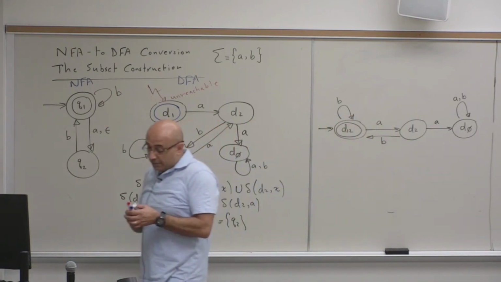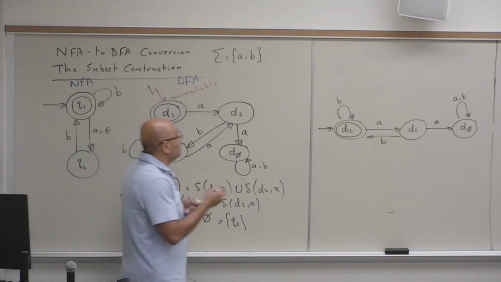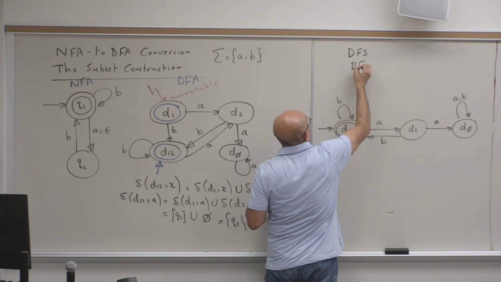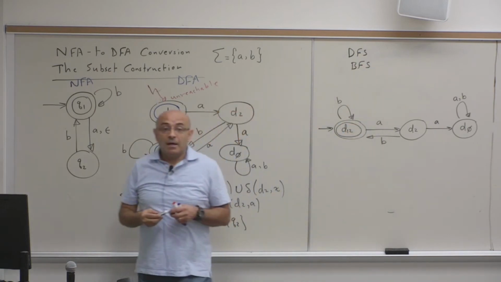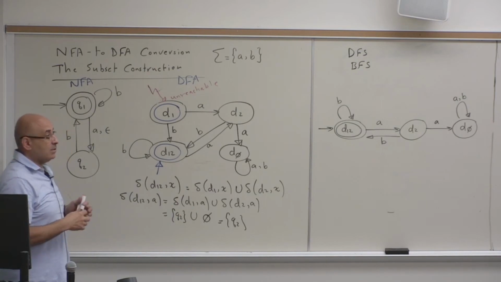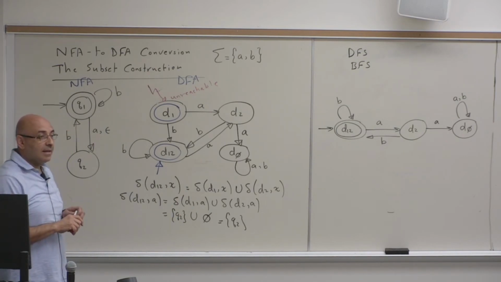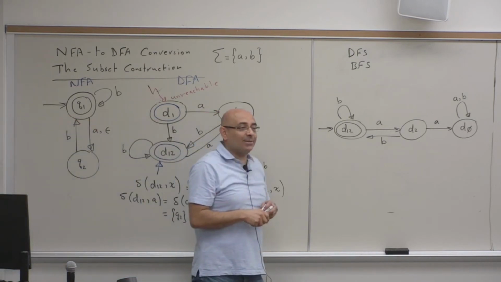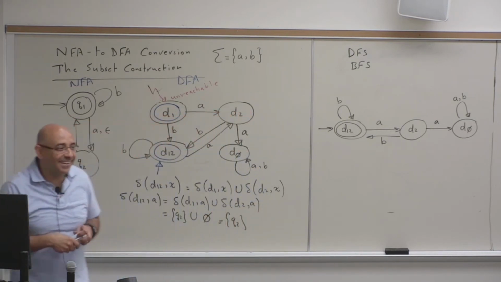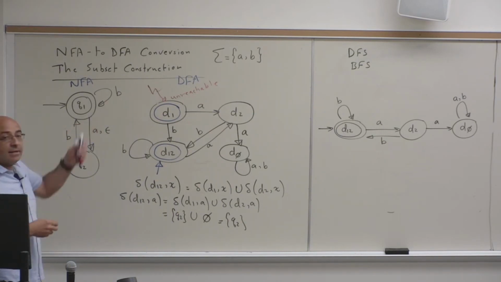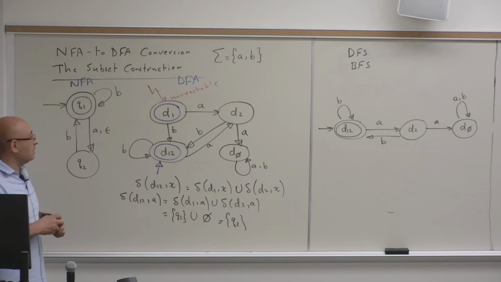So you just do a traversal, like DFS or BFS. Traversal starting from where? The start state. If you do a traversal from the start state, all the states that you can reach are reachable, and the states that you can't reach are unreachable. So traversals can solve the reachability problem for you.